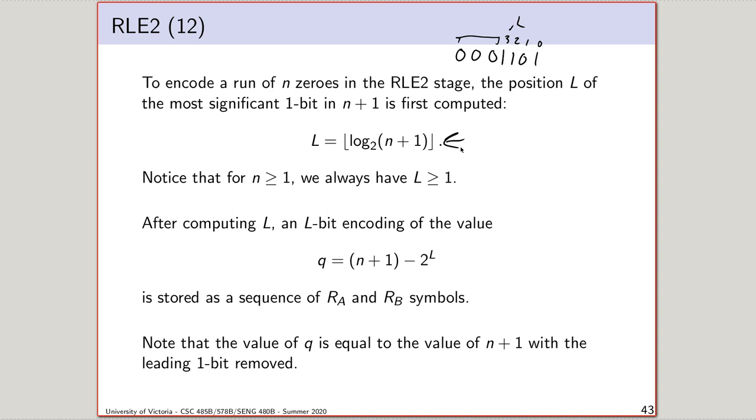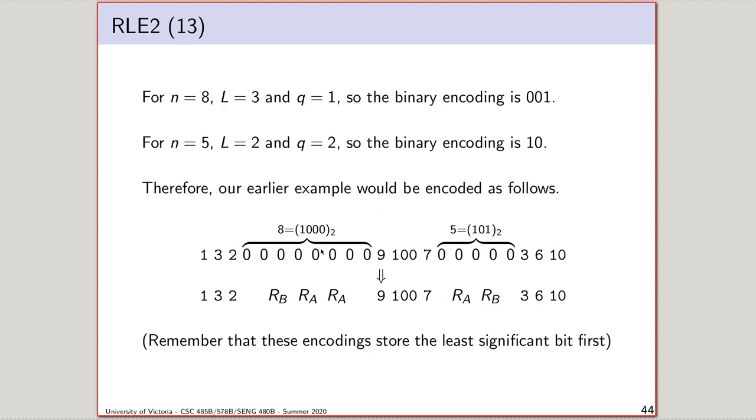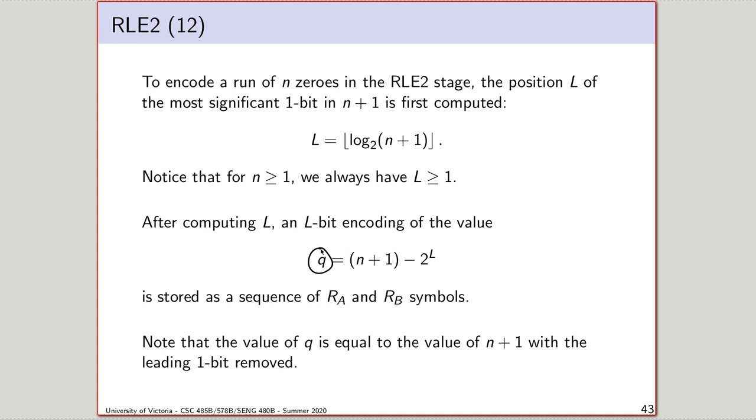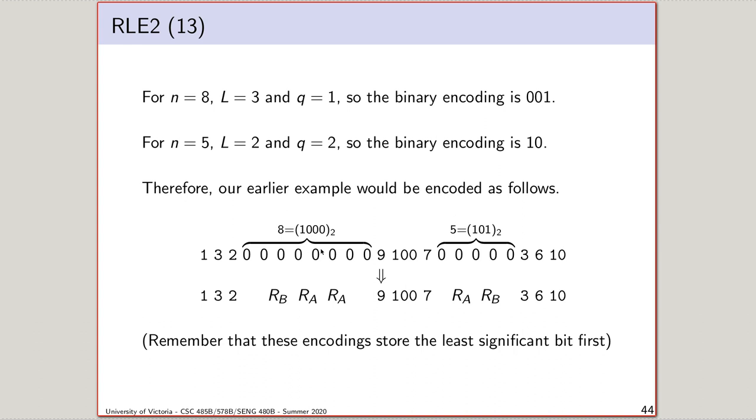So then what I do is I take my value n plus 1, I subtract off 2 to the L. This is equivalent to stripping off the most significant bit. And then I take the resulting value q and I encode that in binary using RB as 1 and RA as 0. So we'll take a look at the modified encoding here. So in this case, if I have n equals 8 from my previous value, then I have L is equal to 3. So 8 plus 1 is 9, and the floor of log base 2 of 9 is 3. Q ends up being 1. So the issue here is that Q is computed by taking n plus 1. So in binary, n plus 1 is 9, which is 1, 0, 0, 1, and then stripping off the leading bit, it just ends up being the value 1.